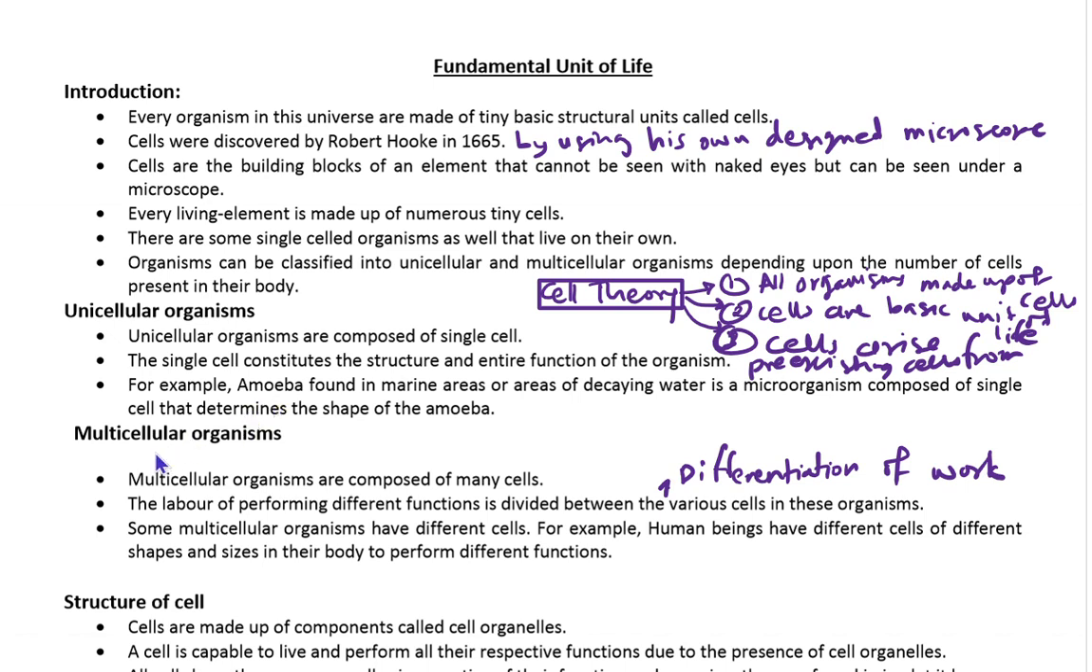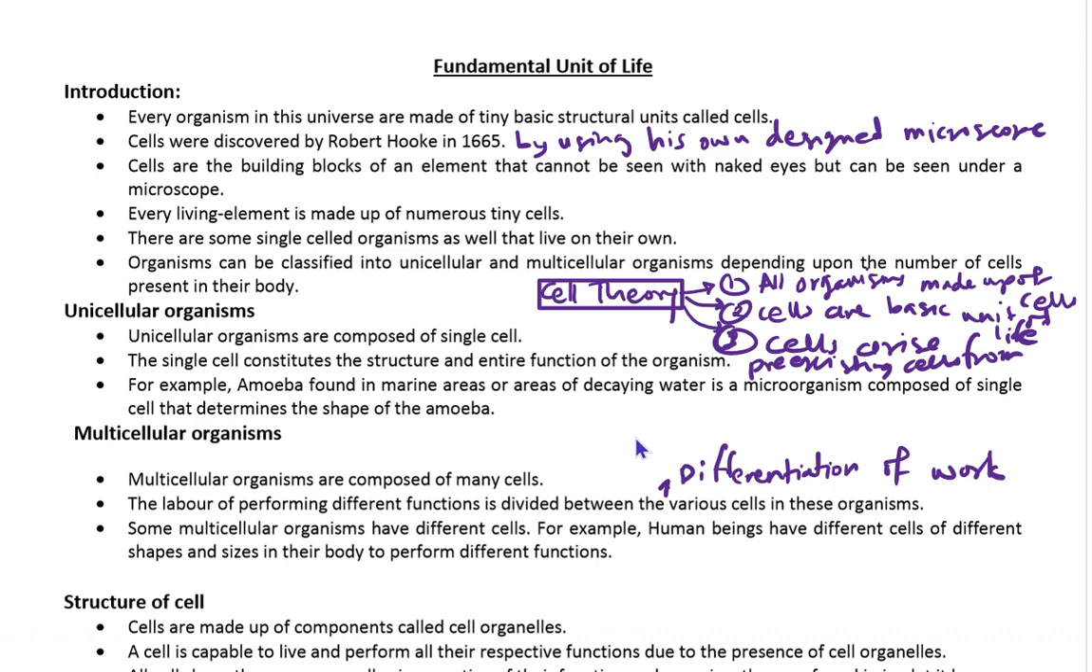The other type of organism is the multicellular organism. Multicellular organisms are composed of many different cells. In such organisms, there are different groups of cells to carry out different functions. So here differentiation of work, or division of labor, happens in the multicellular organism. For example, human beings are multicellular organisms.